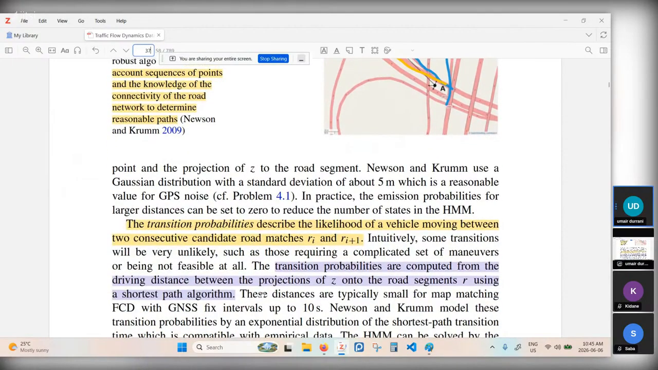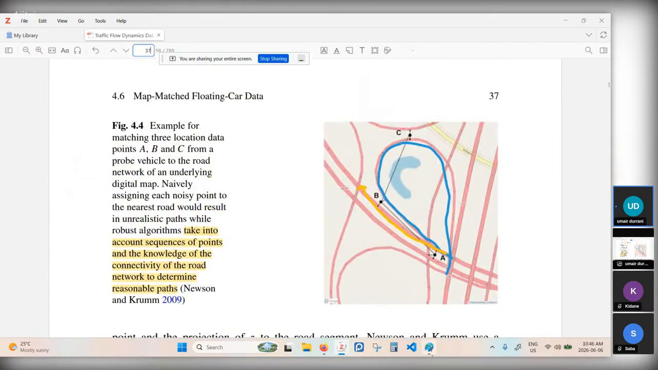So transition probabilities describe the likelihood of a vehicle moving between two consecutive candidate road matches, Ri and Ri plus 1. If you were on Ri before, what will be the Ri plus 1 where you are going to go? So if you are on Ri R1, for example, did you then go to R2 or did you go to R3? So looking at our example here, we have three locations, A, B, and C. So we know from raw GPS coordinates what is the exact location A, B, and C. Obviously, it is prone to errors.